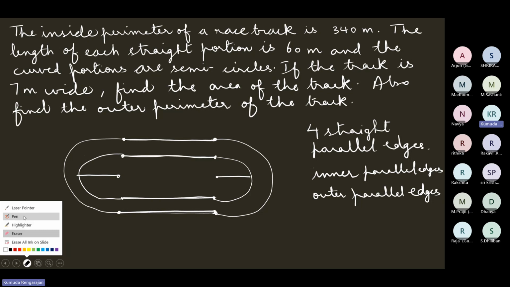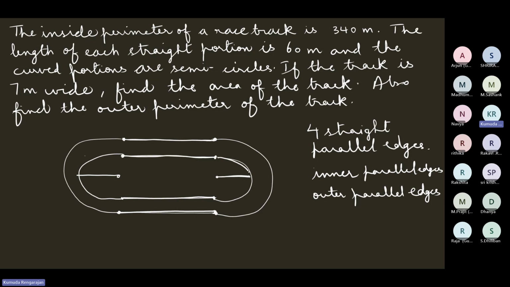So these are the inner semicircles, this one and this one, of radius small letter r. And this one and this one are the outer semicircles whose radius is capital R.